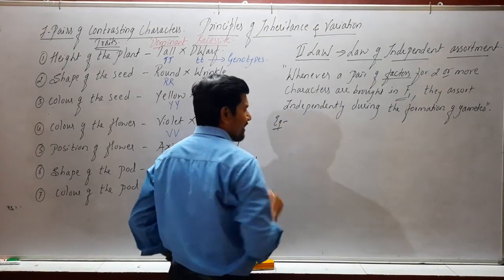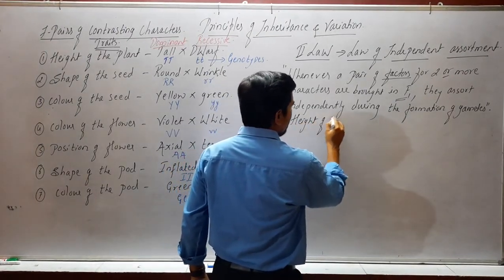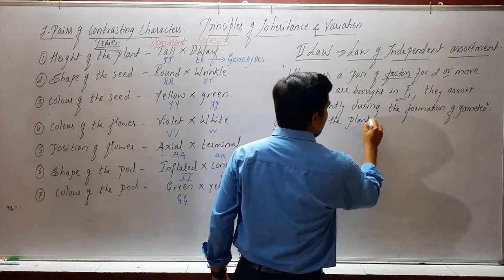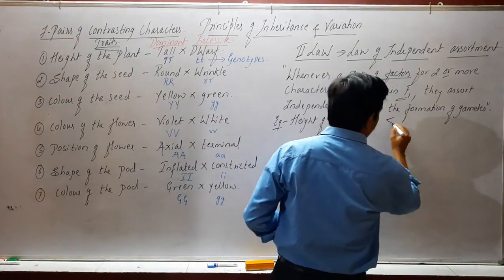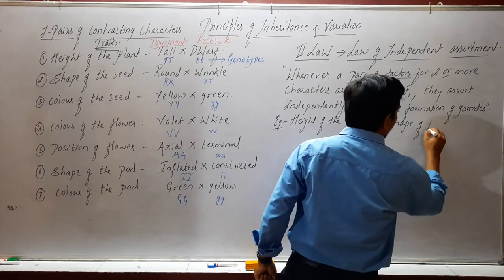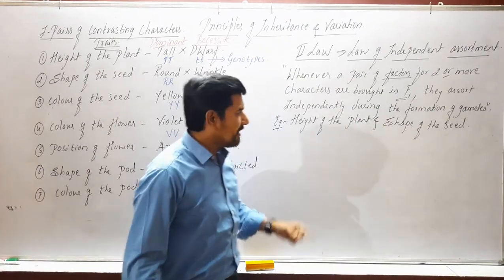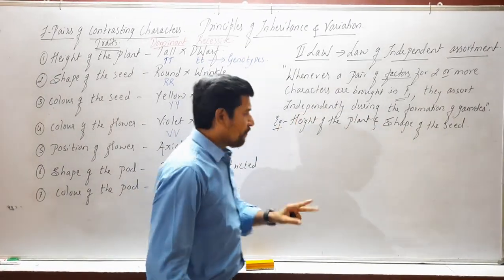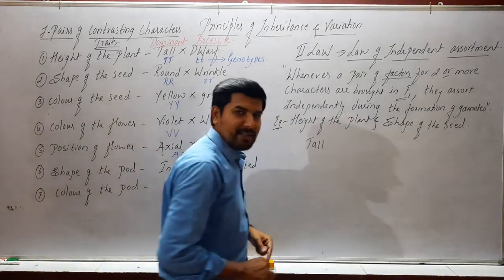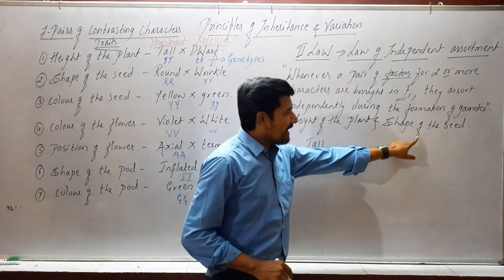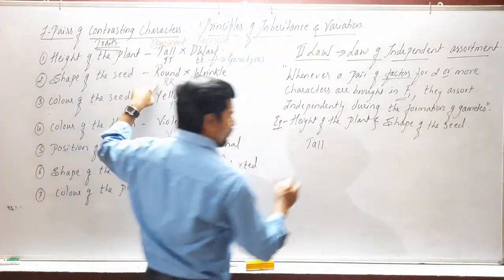In this example, let us take two characters. One is the height of the plant, and the second character is the shape of the seed. So we have taken two characters at a time. What is the height of the plant? We call it tall. Then the second character: what is the shape of the seed? The shape of the seed is round. So tall and round.